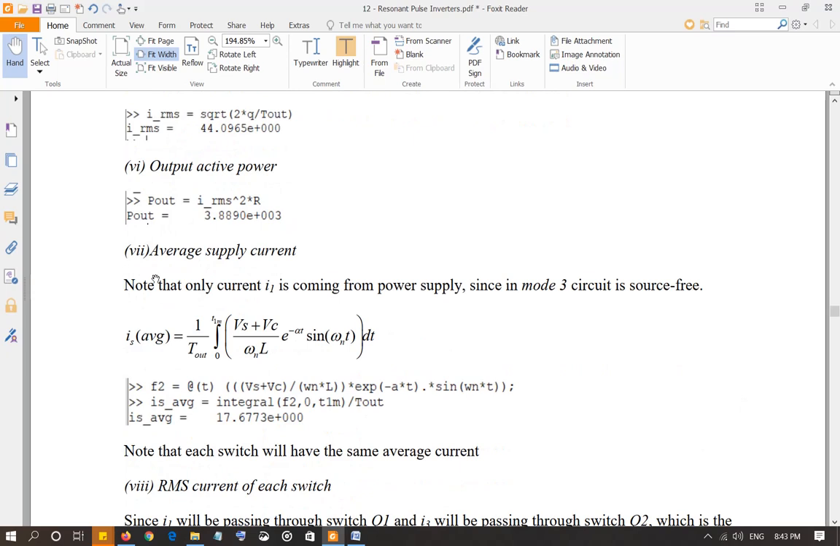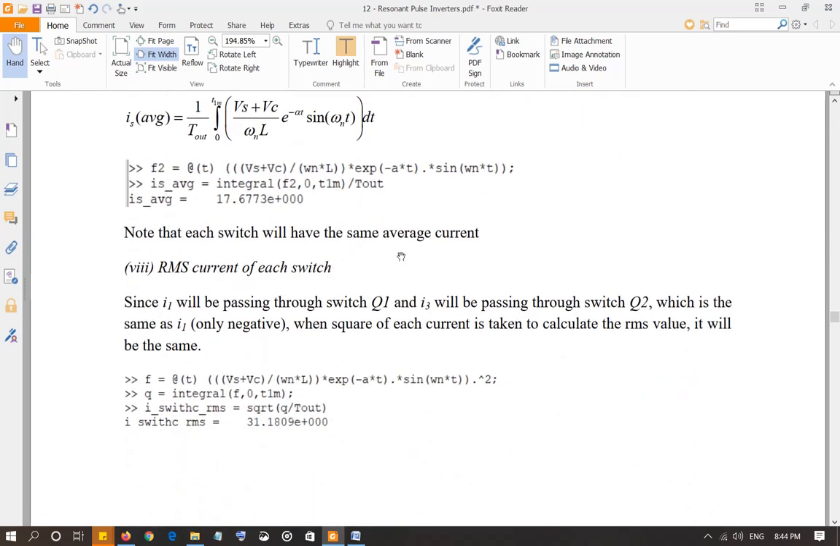Average supply current. Now the source is supplying current only during mode 1. There is no current in mode 2, and of course mode 3 is the source-free mode. So the supply current is only coming in mode 1 for the whole cycle. So we use the average formula, 1 over T out, integral from 0 to T1M of the current. Again I used Octave or MATLAB, whatever you want to use, and used integral to calculate the average current, which is 17.677.